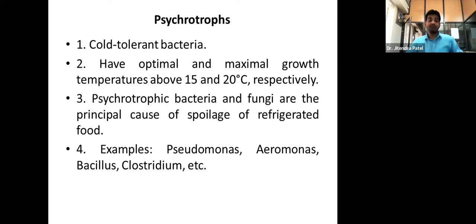They can survive inside the refrigerator, like Pseudomonas, Aeromonas, Bacillus, and Clostridium, etc. These are the examples you should remember, students. Definitely without examples, your answer is not going to fulfill the requirement in any exam which is subjective, right?